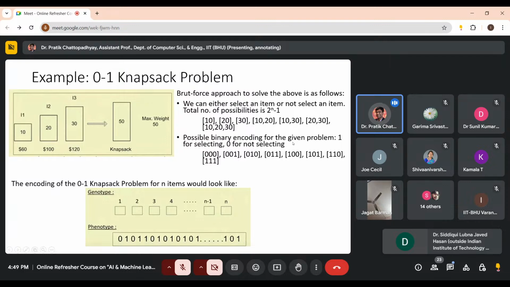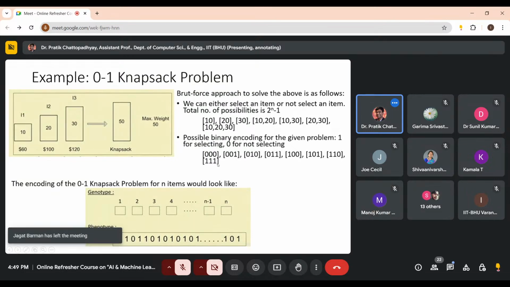Now if we consider encoding this, one of the encoding schemes can be: you take a 3-bit string which denotes whether you have taken an item or not. If you take the first item, you make the first bit 1. If you take the second item, you make the second bit 1. If you take the third item, you make the third bit 1. If you do not take an item, you make that bit 0.